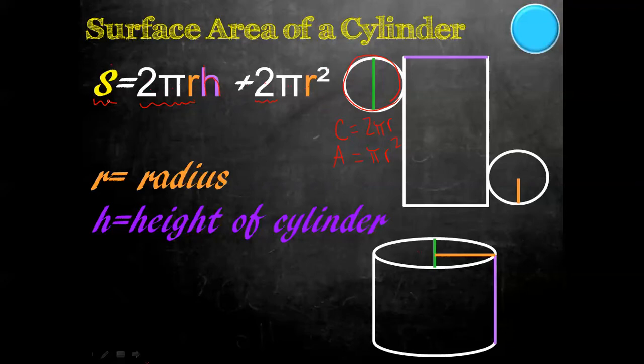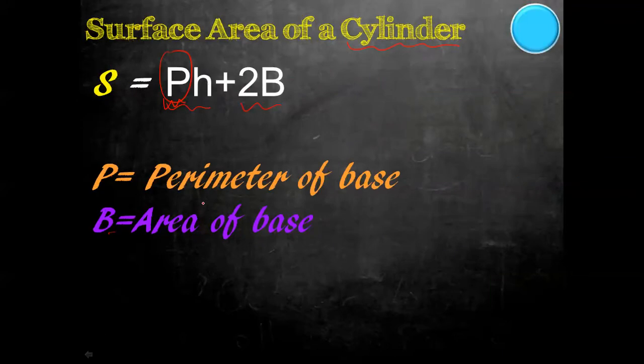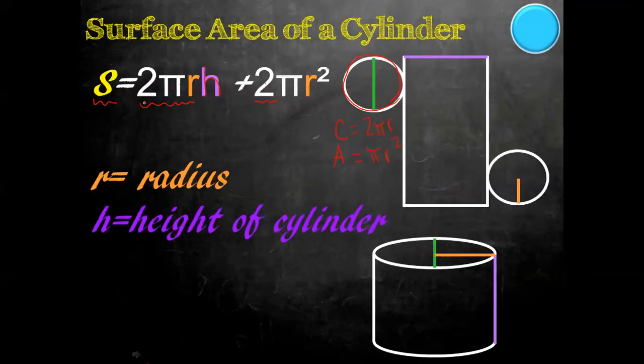We're not really going to ever use Ph plus 2B, but I'm showing you how this formula is derived from that other formula. And obviously r is the radius and h is the height of the cylinder. And remember, the height is what connects the two bases, right here, this purple line.